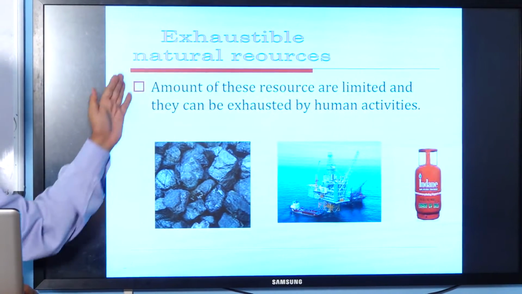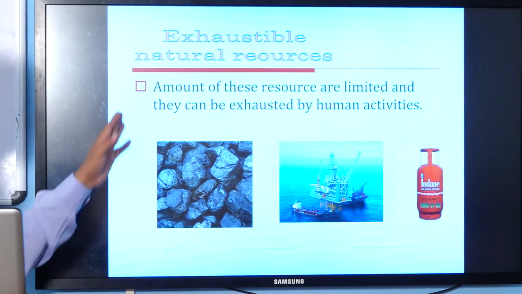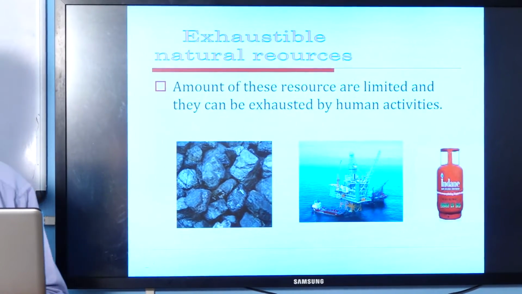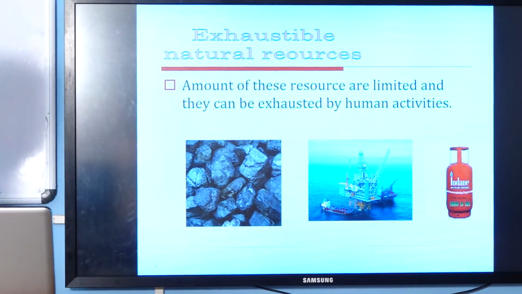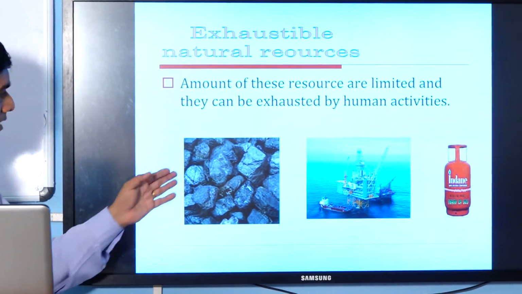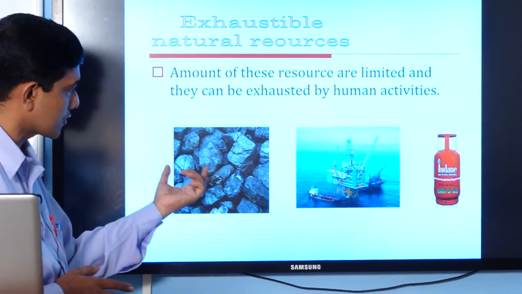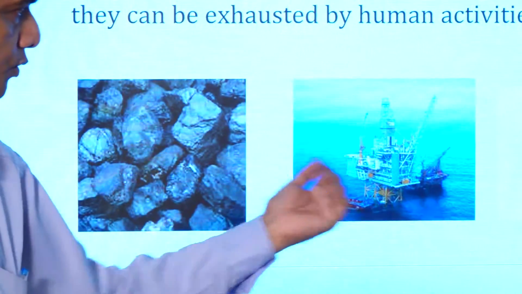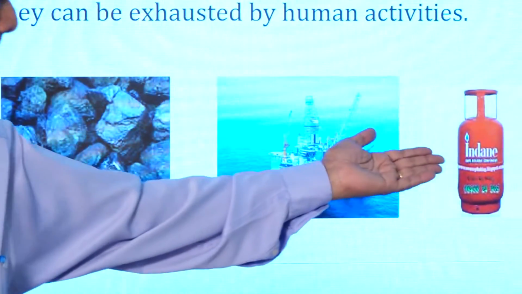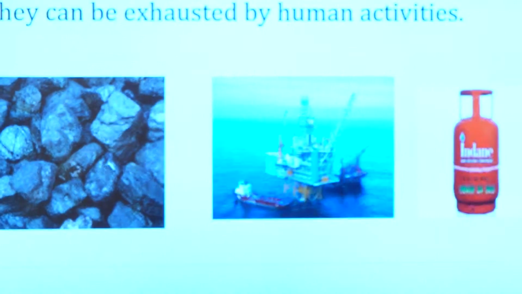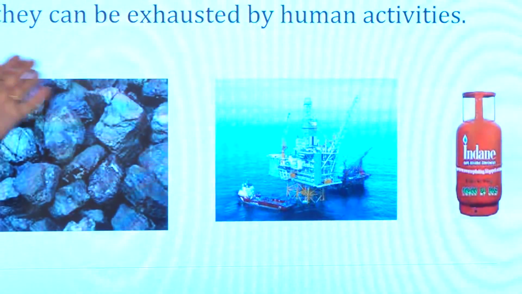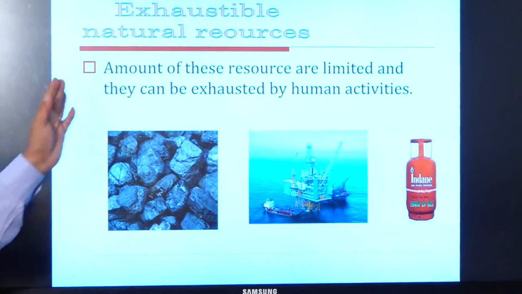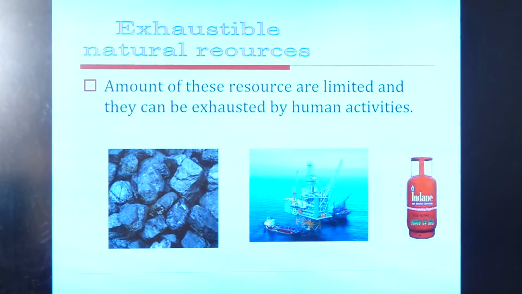Coming to exhaustible natural resources, the amount of these resources is limited and they can be exhausted by human activities. For example, a dark stone-like structure, what you can see here, that is coal, the petroleum crude oil, the fuel that we use for cooking, that is LPG. These are all resources which upon continuous use get exhausted from the nature.